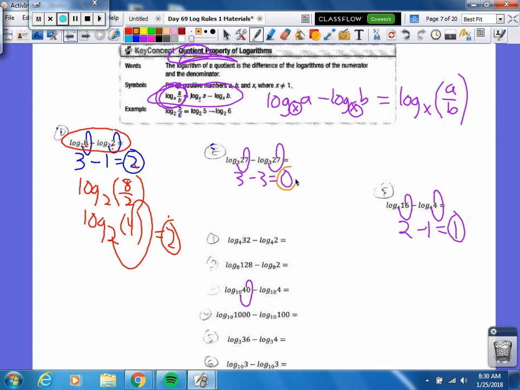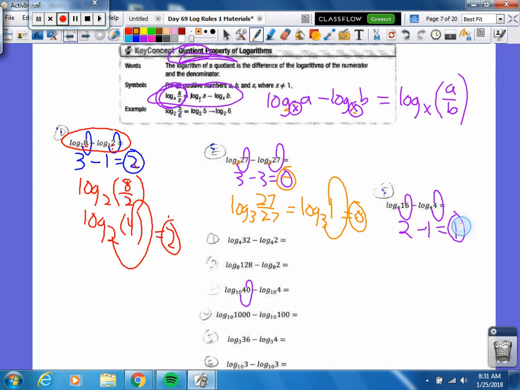This one, we got 0 here, didn't we? Okay, so we have the same base, 3 and 3. Always check that. Same base, same base, same base. So log base 3 of 27 divided by 27. What is that? That's going to be log base 3 of 1. Okay, so 3 to what power is 1? Anything to the 0 power is 1. Yeah, got it, 0. Same answer. Awesome.